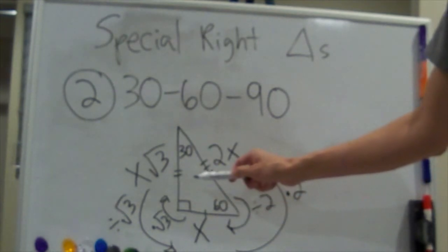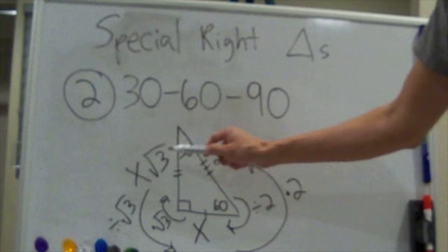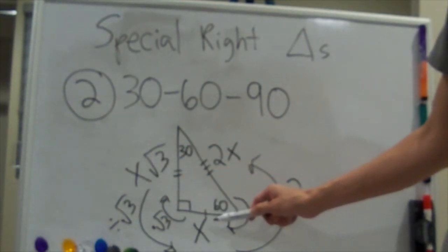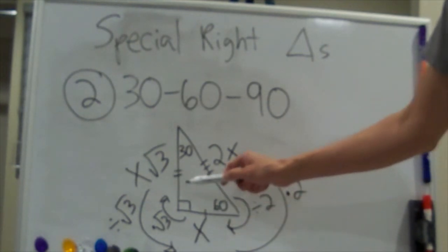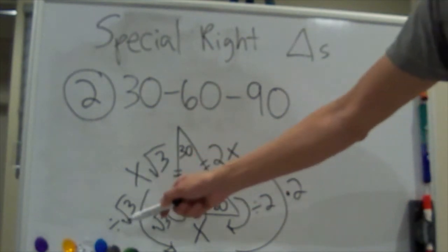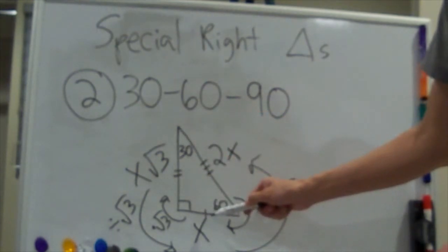So what if I told you this long leg is 5? What's 5 divided by rad 3? That's going to be 5 over rad 3, which you could rationalize, but basically the side is 5 over rad 3, 5 divided by rad 3, right? So what if I told you the long leg is pi? Same thing, you just divide by rad 3. So if this side is pi, then this side would be pi over rad 3, right?